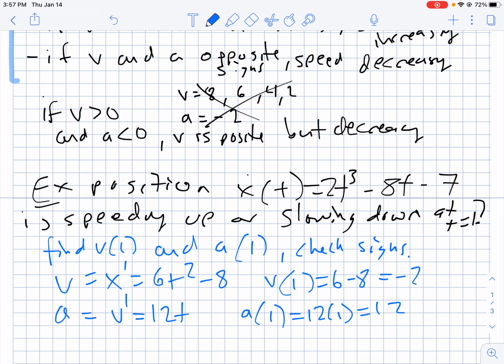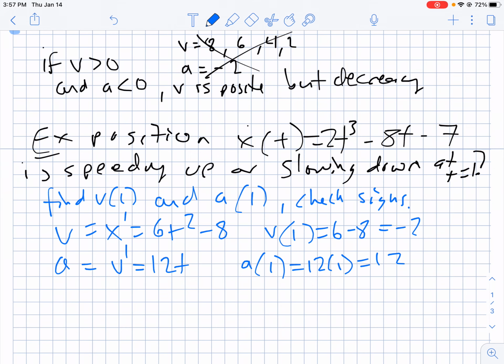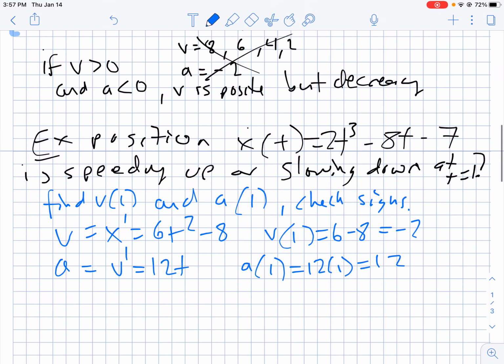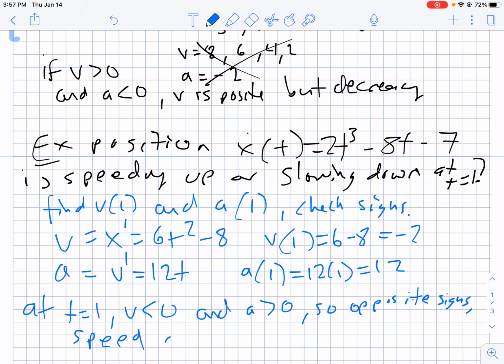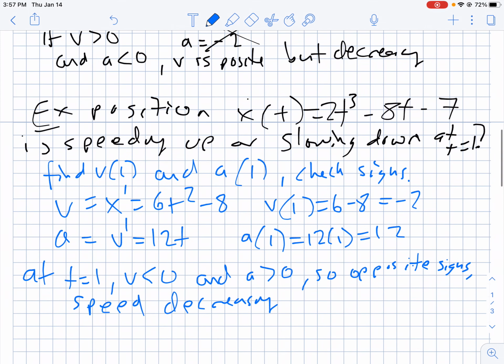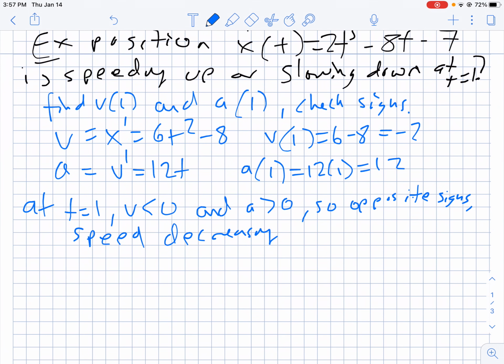Okay, so to help us answer this question, we'll just say, okay, at t equals 1, my velocity is less than 0, and my acceleration is greater than 0, so they have opposite signs. And if they have opposite signs, what that means is that my speed is decreasing. Sometimes these questions will use the phrase speeding up and slowing down. Sometimes they'll ask us speed increasing or speed decreasing, but they mean the same thing. Okay, so that's what you do.